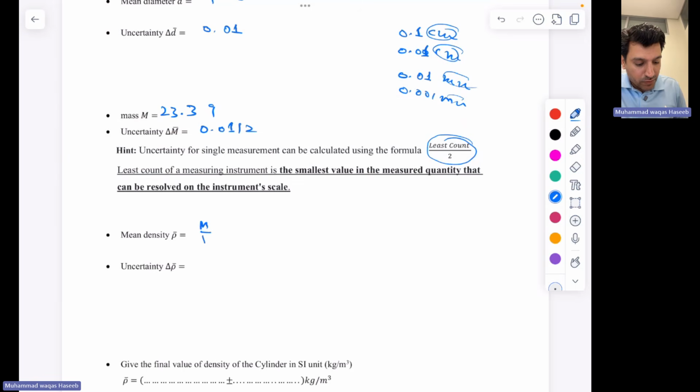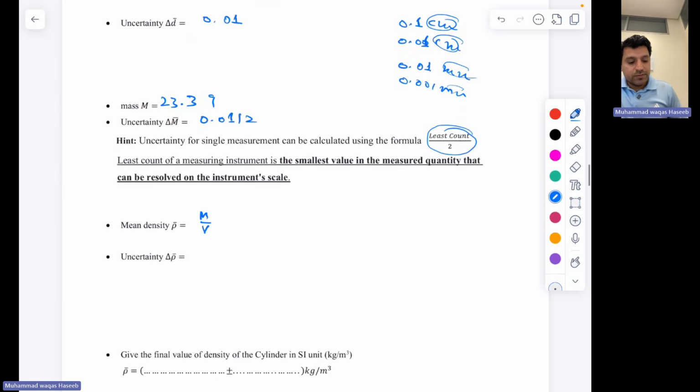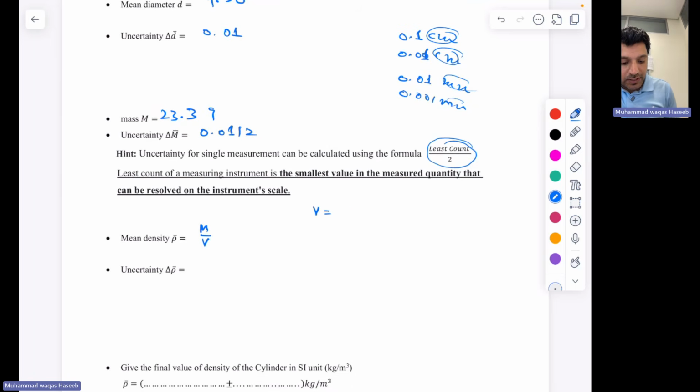Mean density is mass per unit volume. So the volume of a cylinder we can write as pi r square h. And r is related to the diameter, d divided by 2. So r square we can replace as d square divided by 4. Then V is pi d square h over 4.